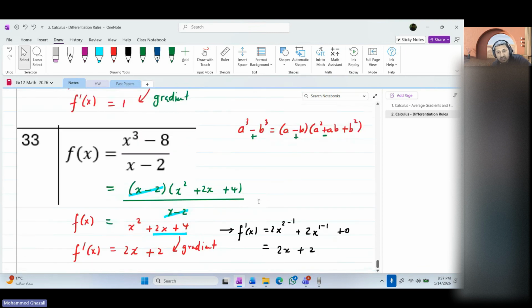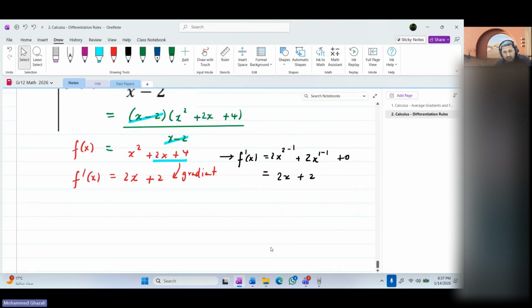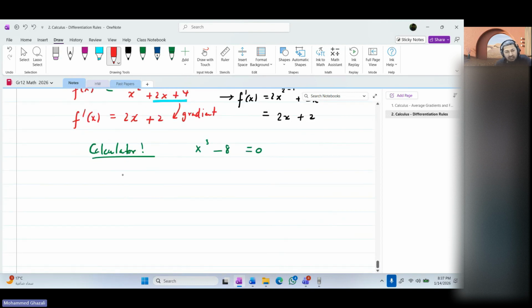So that's it. Now, what if you didn't know how to factorize x cubed minus 8? How are you going to get all this? So I'm just going to show you on the calculator. If you have your calculator in front of you, try it out, right? How to do x cubed minus 8 equals 0. Now remember, the cubic function is in this form. Y is equal to ax cubed plus bx squared plus cx plus d.